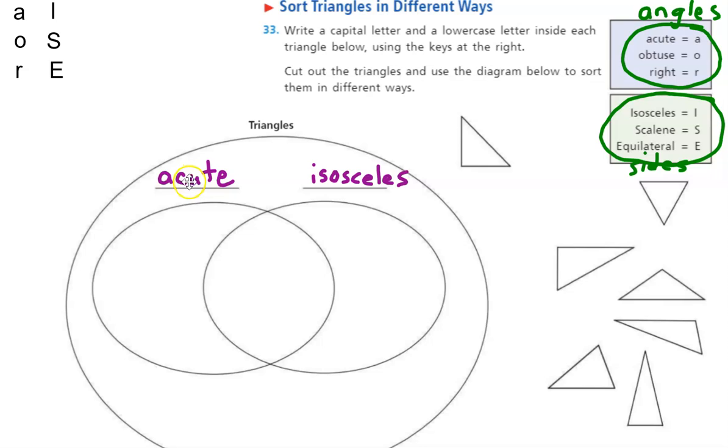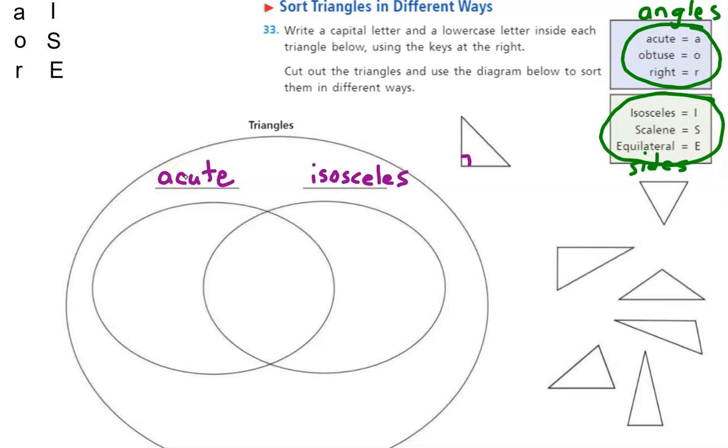So in order to test if something is acute, we have to see if it has 3 different acute angles. Well, I can already tell that this one, even though they didn't draw it, has a little 90-degree angle symbol right here. So because of that, I know that this is not acute, okay?